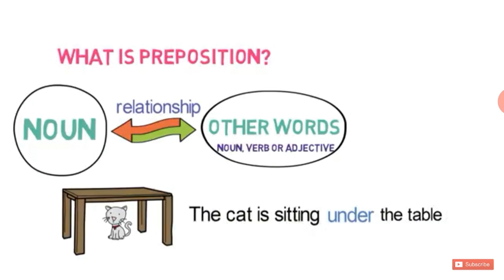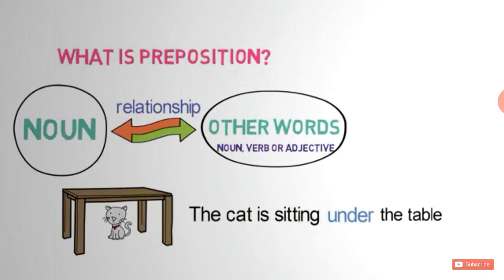And one more thing that we have to understand. I'll give you one example that you can easily understand. The cat is sitting under the table. Here we're talking about the relationship between the noun table and the sitting of the cat, isn't it? So what is the relationship? Where the cat sat is under the table. That is the relationship between the noun table and the cat.